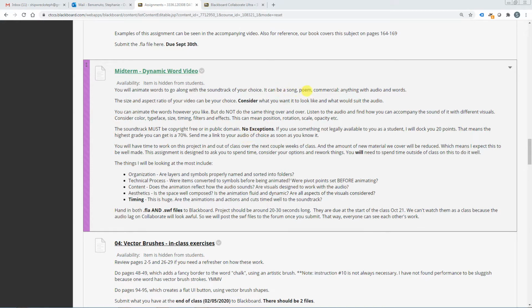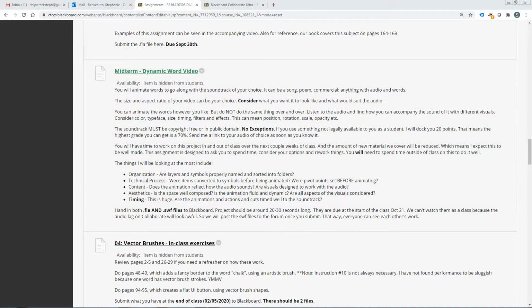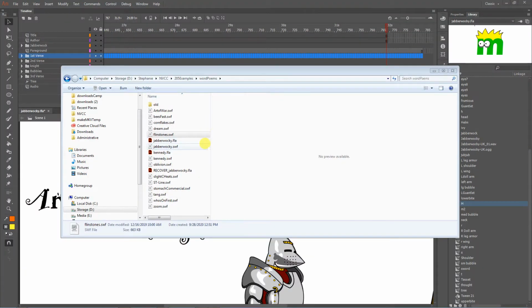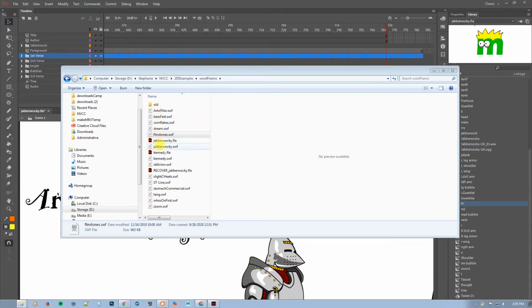So it can be a song, poem, commercial, old radio hour, whatever it is, that you take a 20 to 30-second chunk of and you create an animation to the words. It's not really a sing-along. And I think the best way I can describe it is to actually show you just an example. Give me 1 second. There it is.